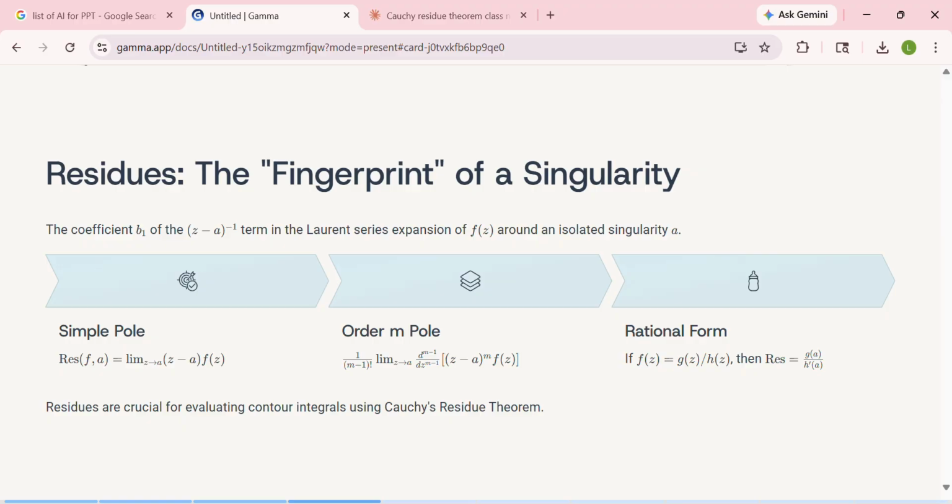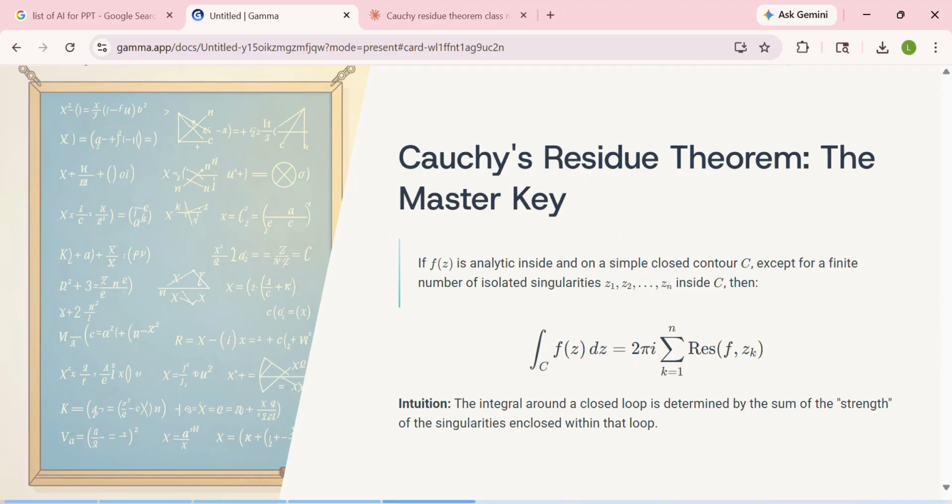Next, we are going to see how to find the residue. If it is a simple pole, the residue is limit z tends to a, (z minus a) f of z. If it is a pole of order m, then the residue is 1 by (m minus 1) factorial, limit z tends to a, derivative with respect to z, m minus 1 times, of (z minus a) to the power m into f of z. If it is a rational function, the residue is g of a by h dash of a, provided f of z is g of z by h of z. This is applicable only for simple poles.